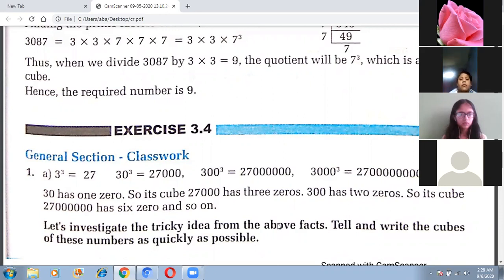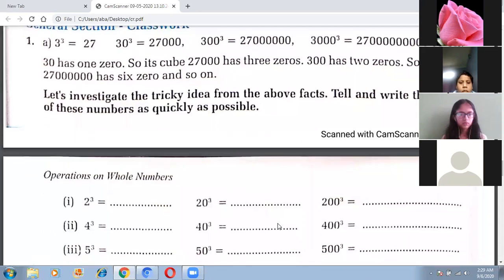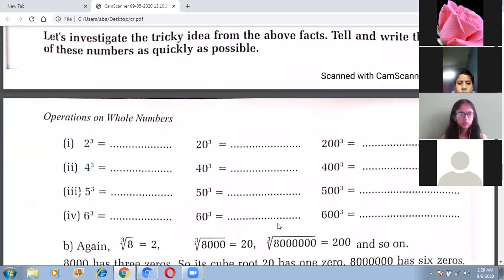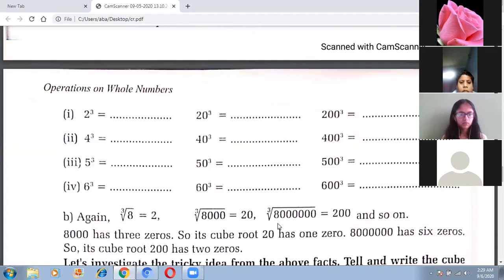कुनै पनि पछाडी 0 भएको नम्बरको cube root फाइन्ड गर्दाखेरि यसको... If the given number has 2 zeros, its cube has 6 zeros. Yes, if the given number has 1 zero, its cube has 3 zeros. Okay, apply this tricky idea, you can find the cube of following numbers.